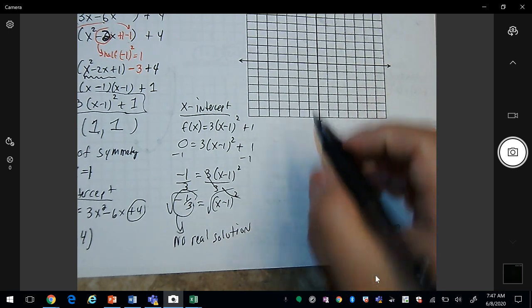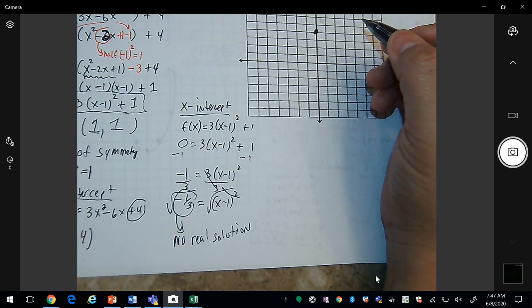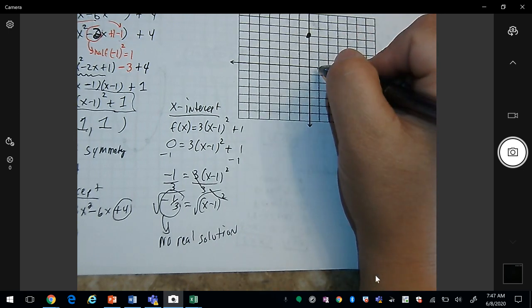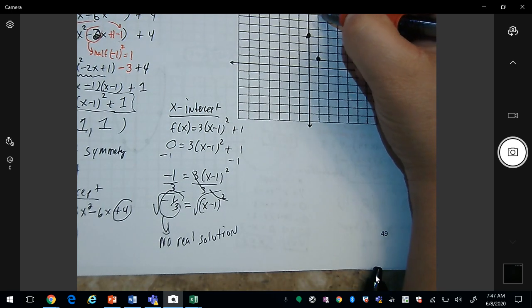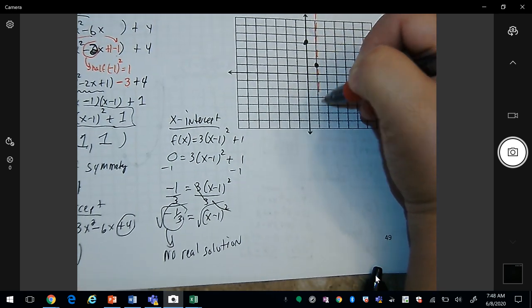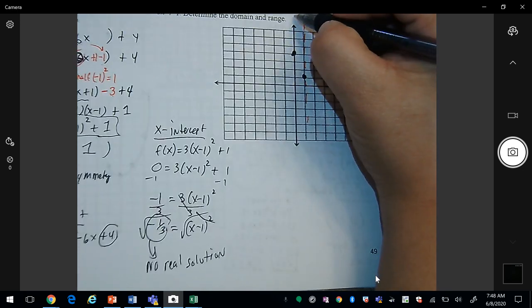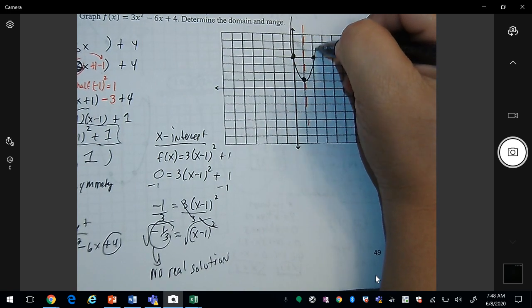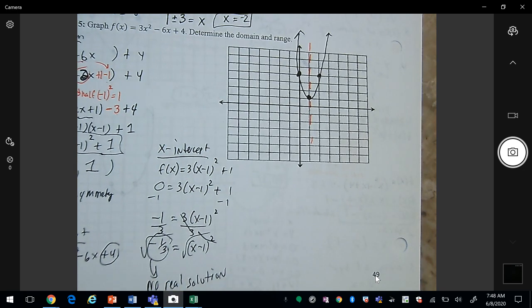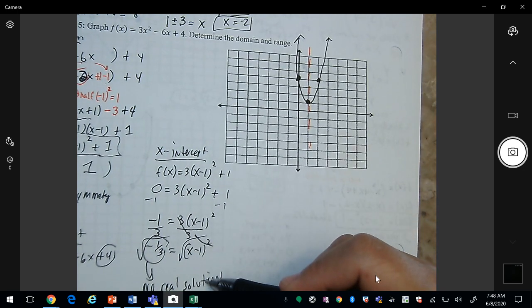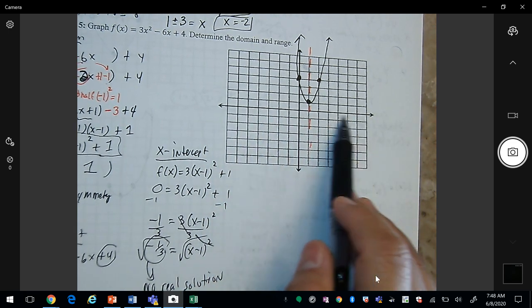Yep, so let's go ahead and graph this. So the y-intercept is 0, 4. The vertex is 1, 1. And notice here that your axis of symmetry is going to run through this vertex. And so this point reflects over to this side. So I can draw my parabola. And so notice that whenever you get no real solution, what that means is that this graph will never cross the x-axis.